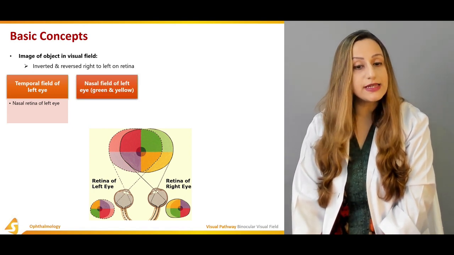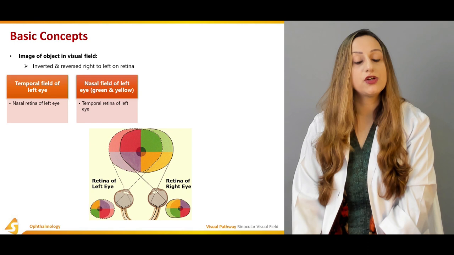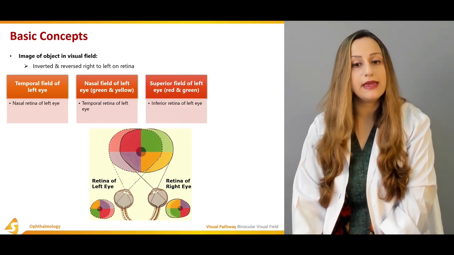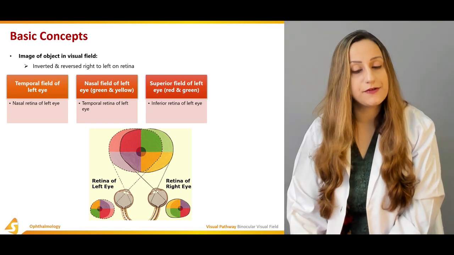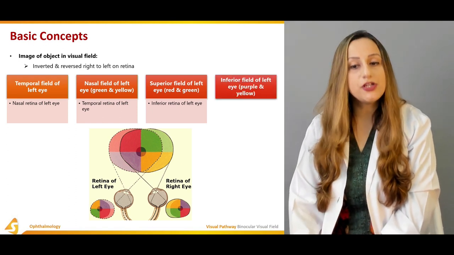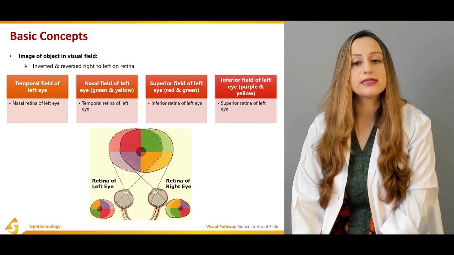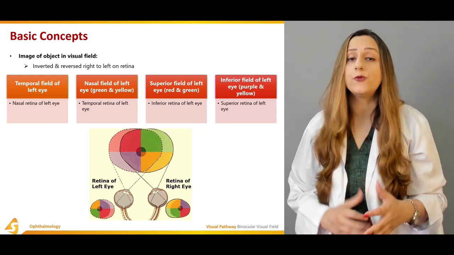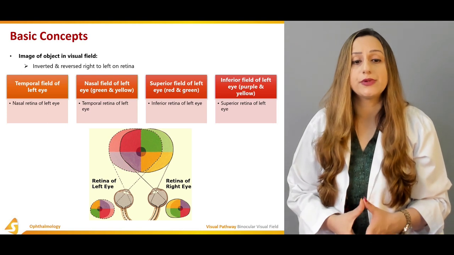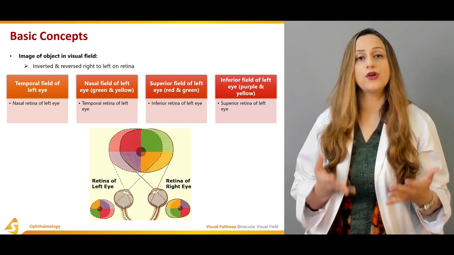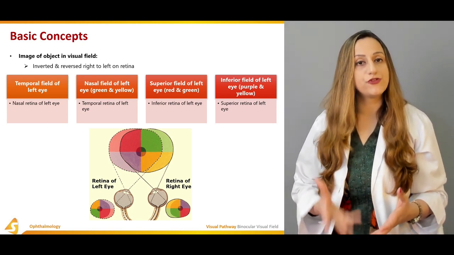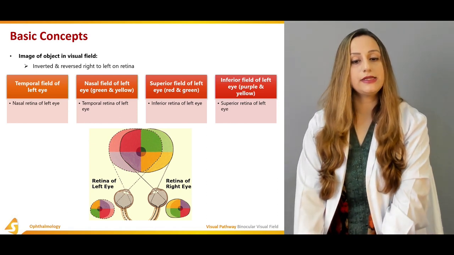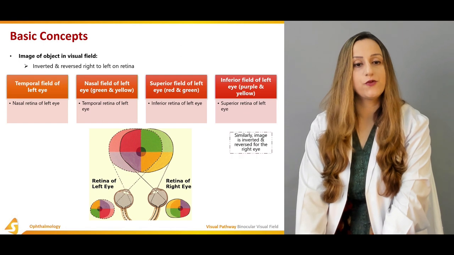The nasal field of the left eye, the temporal retina of the left eye is involved again. Then we have the superior field of the left eye, the inferior retina of the left eye is involved. The inferior field of the left eye is basically when the superior retina of the left eye is involved. So this is basically one general rule that you have to remember, that the image of the objects are inverted and reversed right to left on the retina. So these are the basic concepts that you have to focus on.